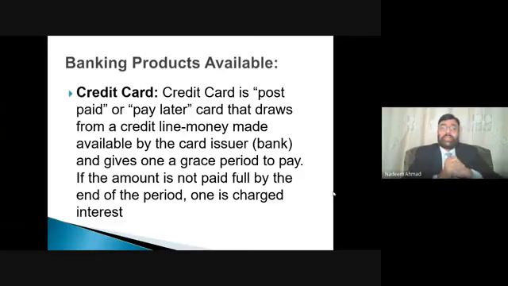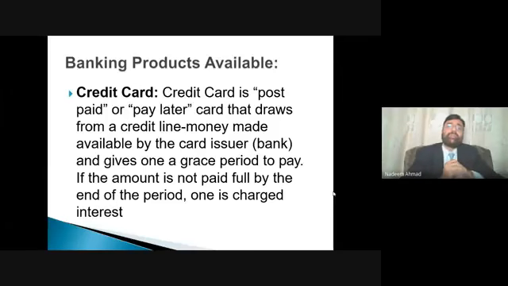Banking products available. Number one, the credit card. As we are buying different things from the market, if you are paying in cash, it is not related with the bank at all. So only when we buy things on credit, the bank provides a guarantee to those people from whom we are buying the things. The bank says, okay, if this person does not have the money, I am liable for that. So on their behalf, they issue a credit card.